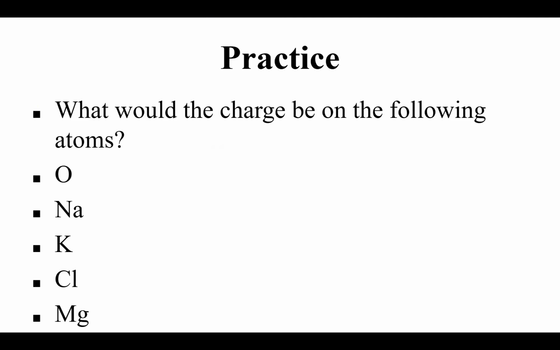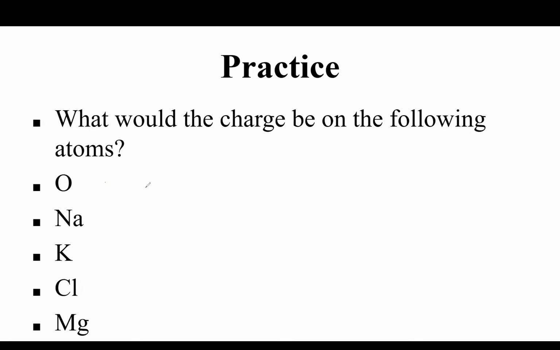Now, using your periodic table, what would the charge be on the following atoms? I want you to take a pause, try these out, and then come back after you've tried them. But let's go over them. Oxygen is in group 16. So it's going to gain 2 electrons, which means it's going to be a -2.